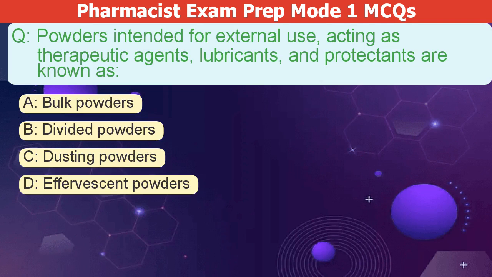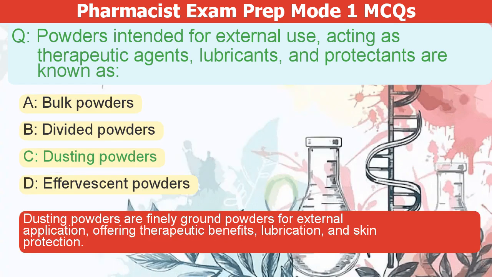Powders intended for external use, acting as therapeutic agents, lubricants, and protectants are known as A. Bulk powders. B. Divided powders. C. Dusting powders. D. Effervescent powders. The correct answer is C. Dusting powders are finely ground powders for external application, offering therapeutic benefits, lubrication, and skin protection.